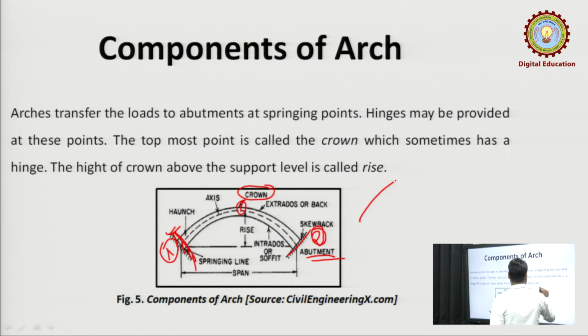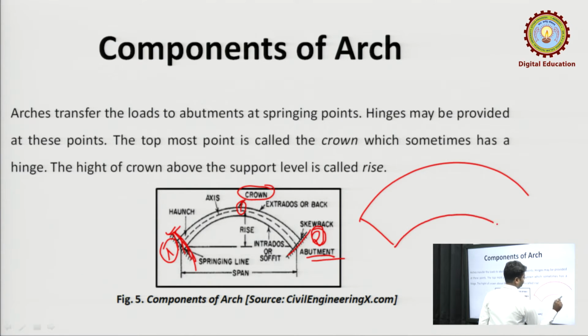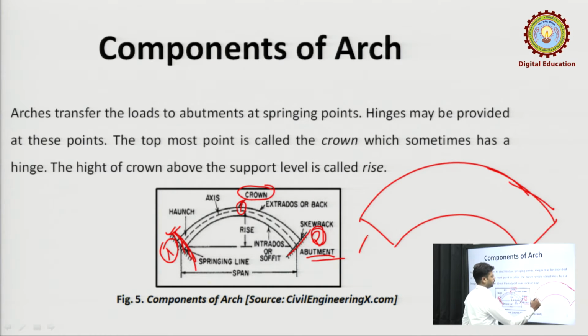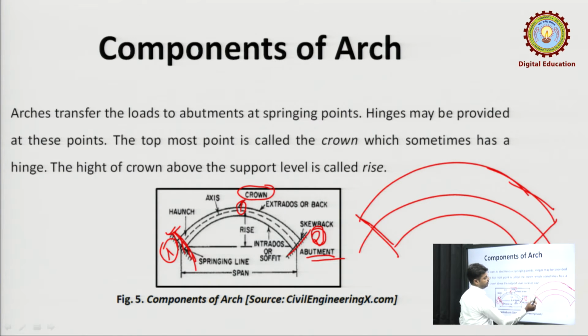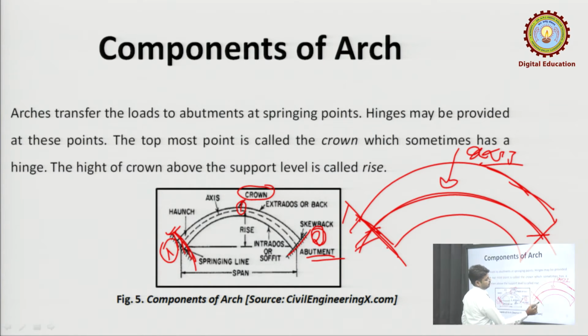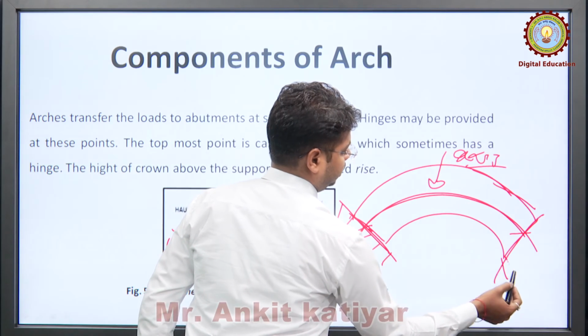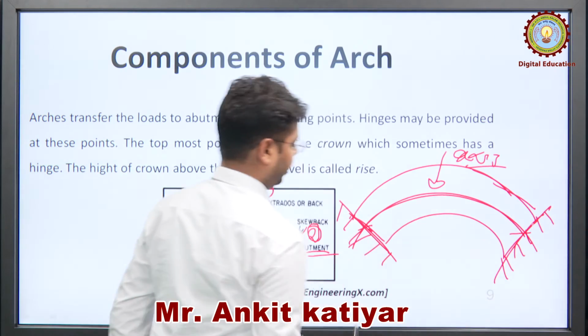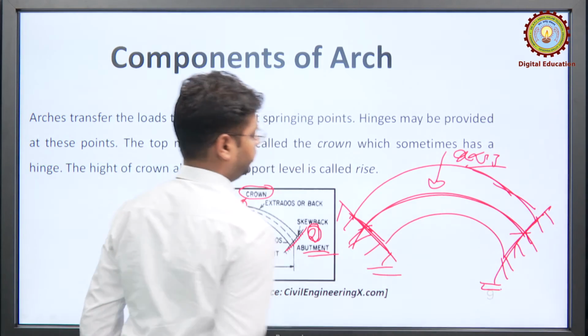What is the axis? For example, if we have a curved beam, I am showing you here an enlarged view of the beam. The center line of the beam is the axis of the curved beam. So this is what we call the axis of the beam. And if we have a support here, whatever I am drawing here is the supports of the beam.